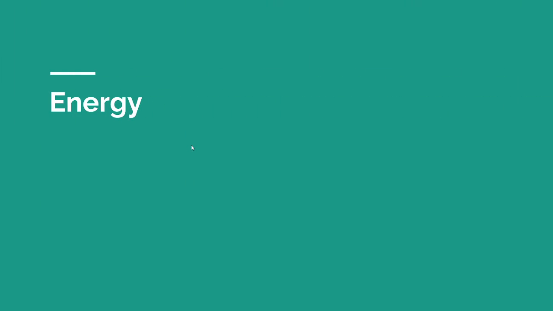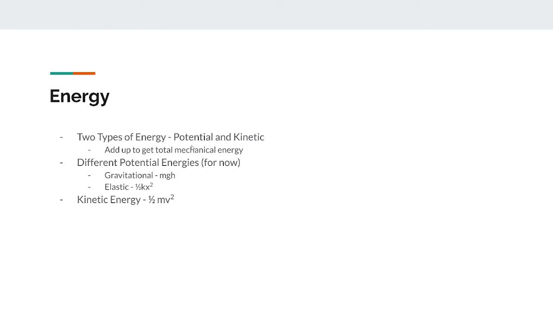Alright, so let's move into energy. The big thing is we have two types of energy that we're going to be talking about right now. We have potential energy and kinetic energy. Remember that these two add up to get your total mechanical energy. For now, we have two different forms of potential energy. We have gravitational potential energy, which is going to be mgh. We also have our elastic potential energy, which is for springs and stuff, and that's going to be 1 over 2 kx squared. And remember that our kinetic energy is going to be 1 over 2 mv squared.